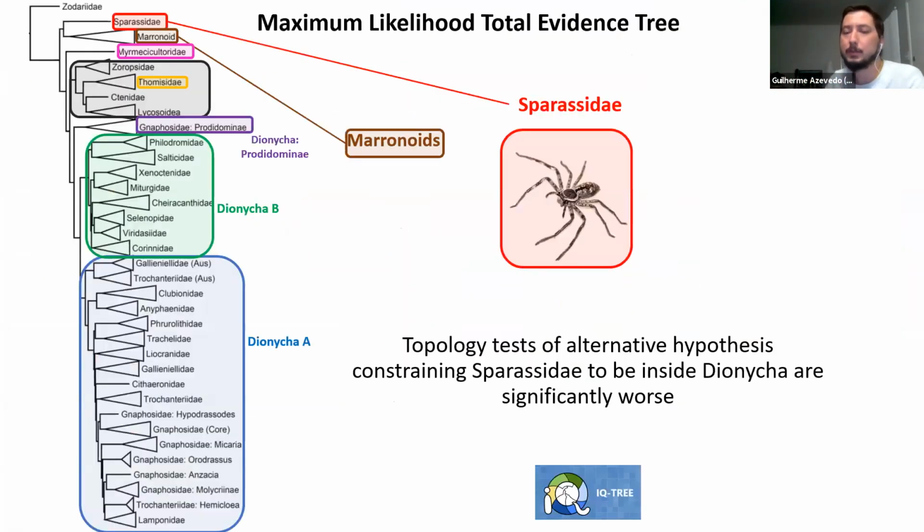As a result, we did a lot of tests and a lot of inference methods, and they are very congruent depending on the matrix we use. And we did topology tests to test alternative hypotheses about the position of some clades, for example, Sparassidae. And this is the position that we found, as sister to Marronoids. And we did constraining hypothesis tests, and the alternatives are significantly worse than this one.